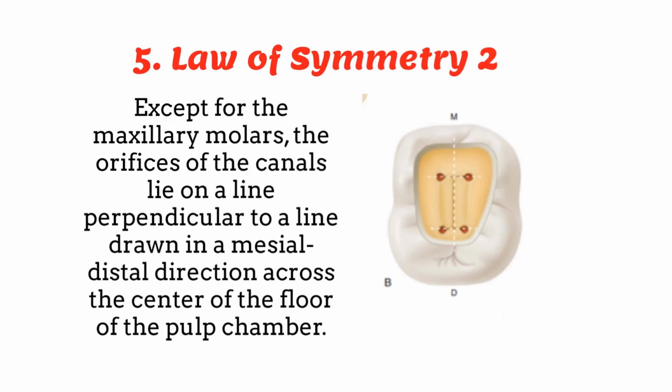Then the fifth law is the law of symmetry 2. Here also maxillary molars are an exception, and here the orifices of the canals lie on a line perpendicular to a line drawn in the mesiodistal direction. Already in the first law of symmetry you drew a line from the mesial towards the distal direction. Here in this figure also you can see an imaginary line from mesial to distal, and this law suggests that your root canal orifices will always be located on a line which is perpendicular to this mesiodistal line.